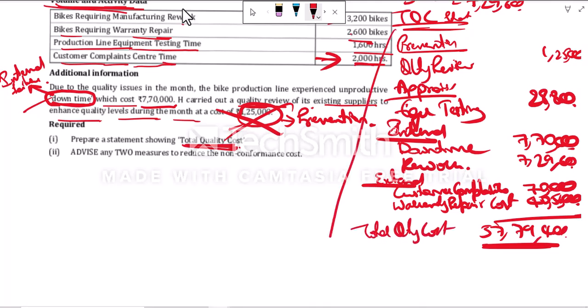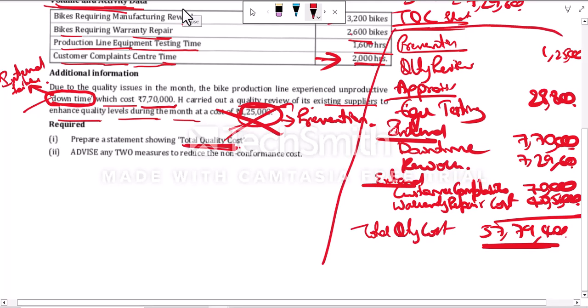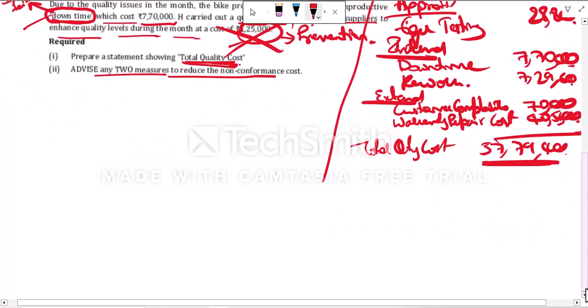Okay, this much only. This is the thing they have asked for: advise any two measures to reduce the non-conformance cost. See, non-conformance cost means internal failure cost and external failure cost. How can we reduce that?